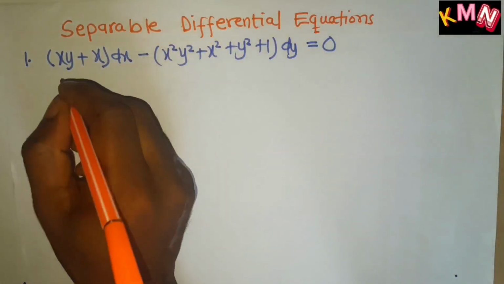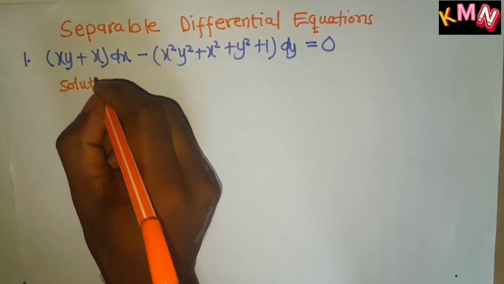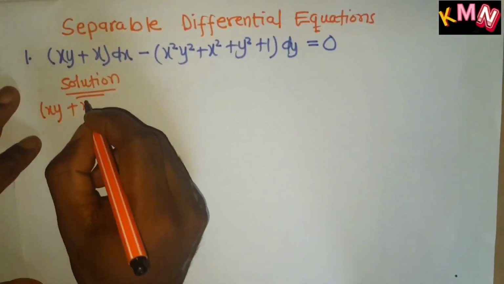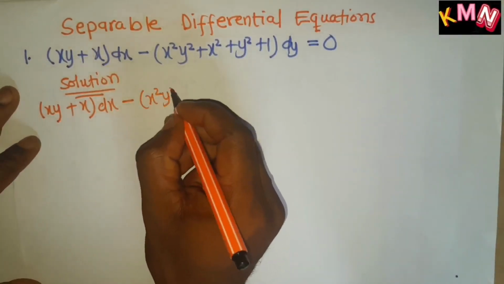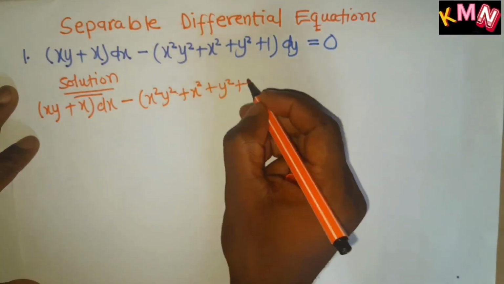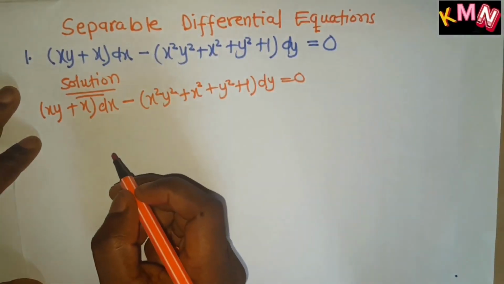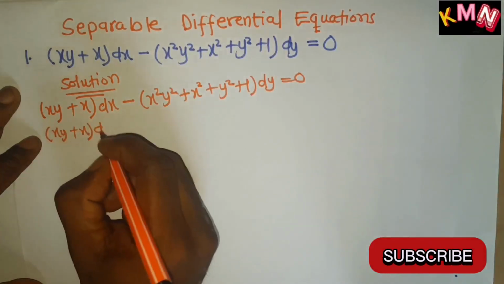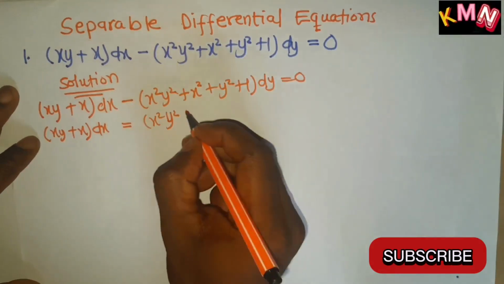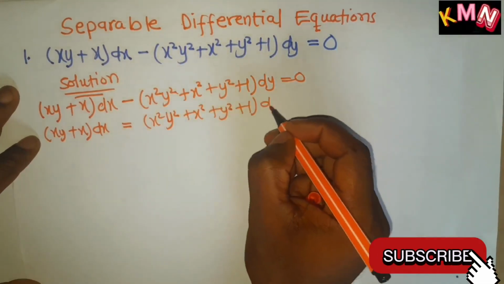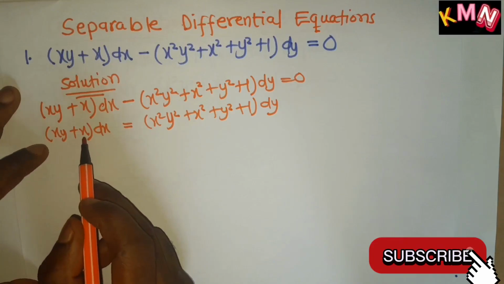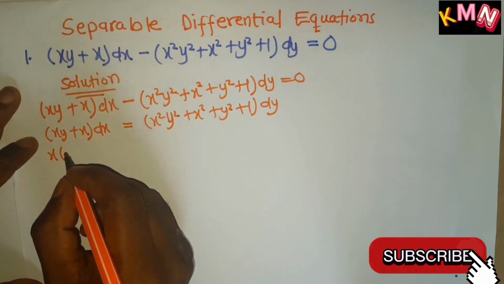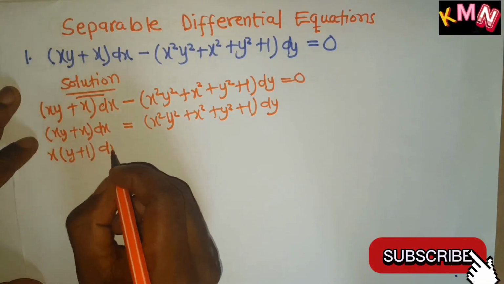So in solving this problem, we were given this. Let's move the whole of this to the other side. So we can see over here that we can factor the x out. Factoring the x, we are going to get (y plus 1) dx.